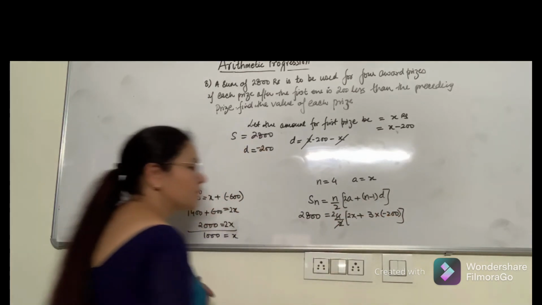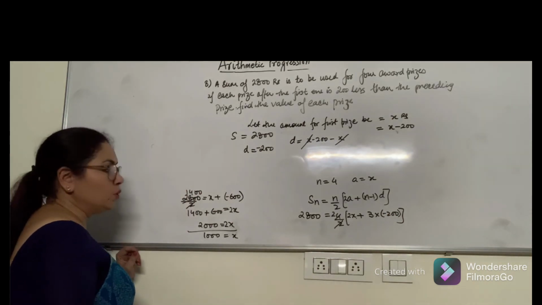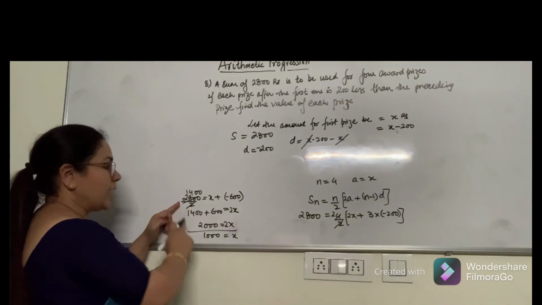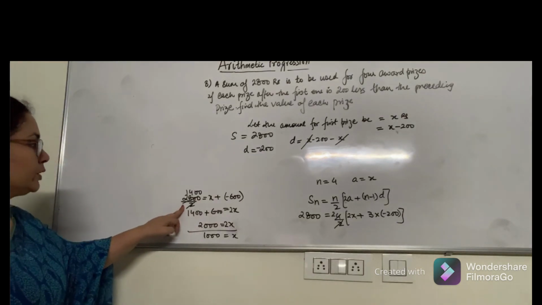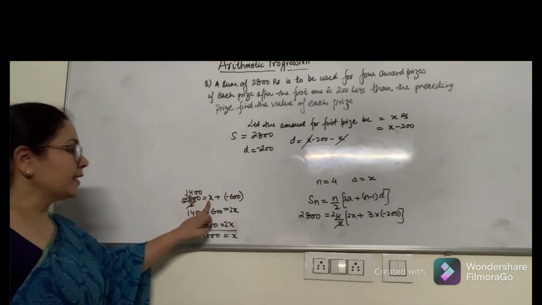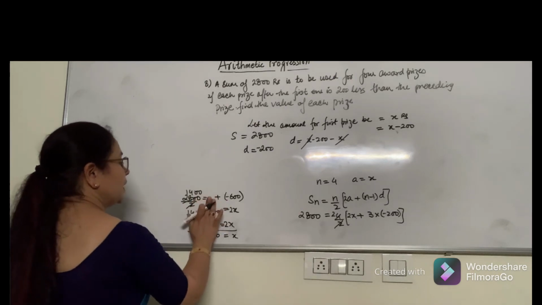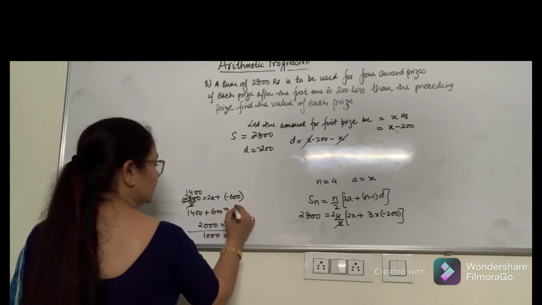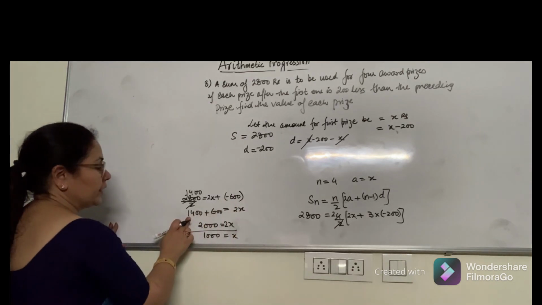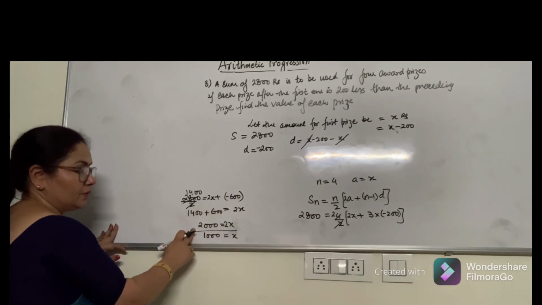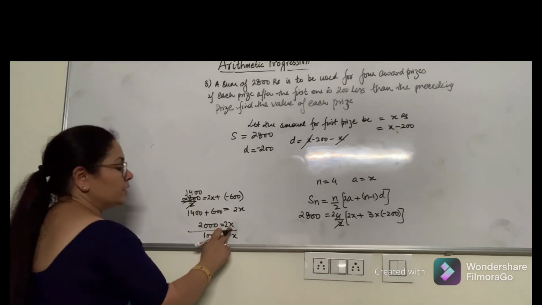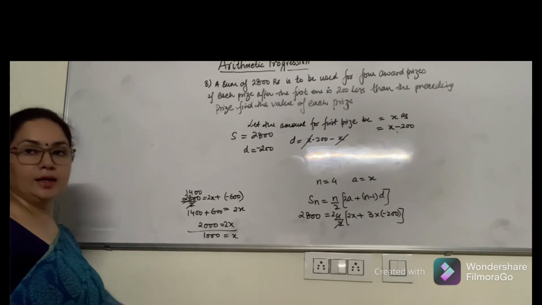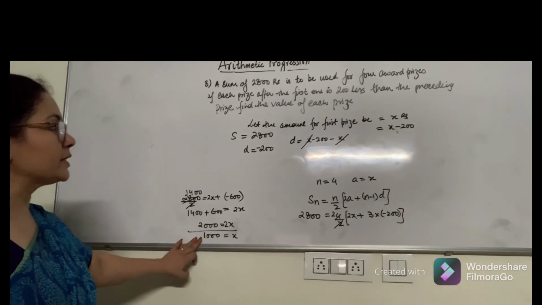I will put a bracket here. Then I'll put 2800 here and divide by 2, which gives 1400. And on the other side I'm getting 2x plus 600, so 1400 plus 600 gives me 2000. 2x is equal to 2000, so dividing by 2, I'll get 1000 rupees. So the first prize is 1000 rupees.